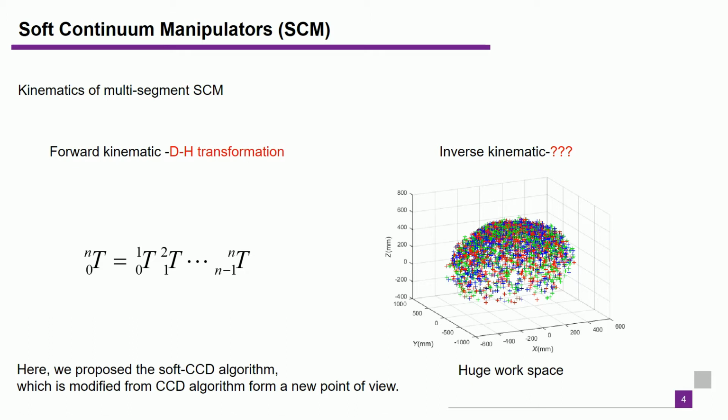However, as the number of segments increases, the inverse solutions will surge. To quickly find a good inverse solution, here we propose the Soft-CCD algorithm, which is modified from the CCD algorithm from a new point of view.